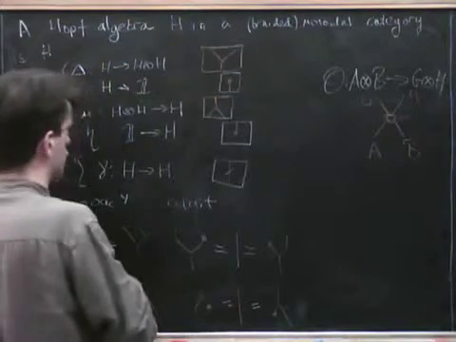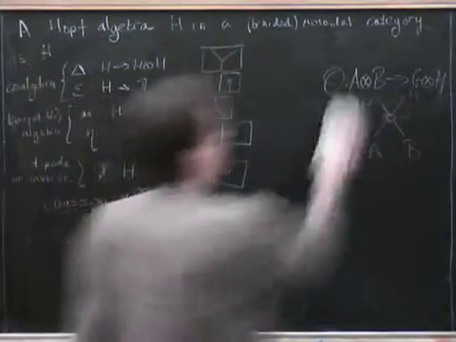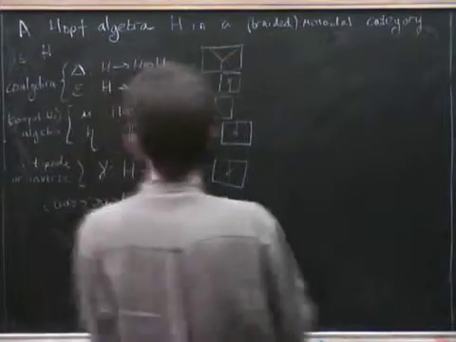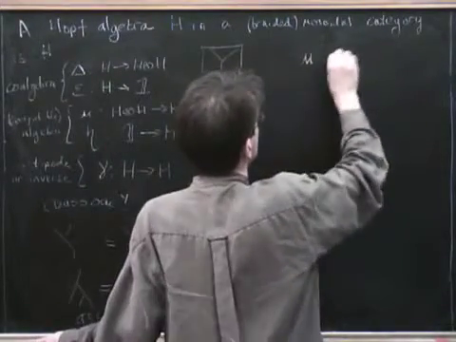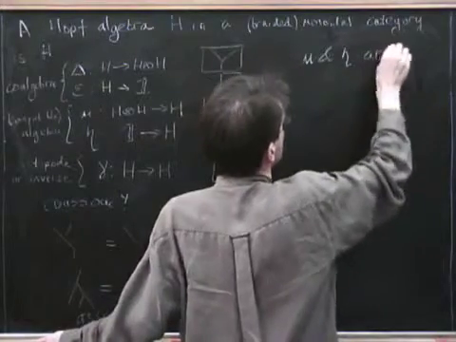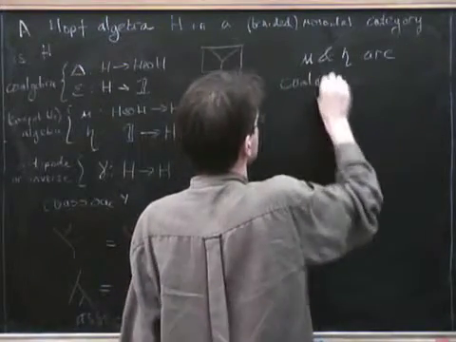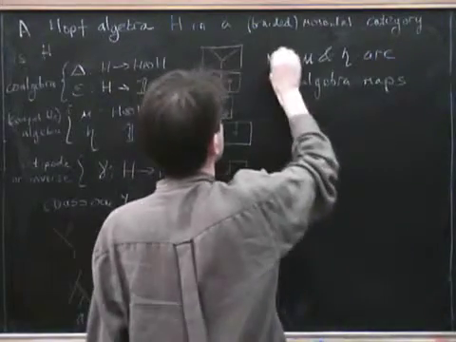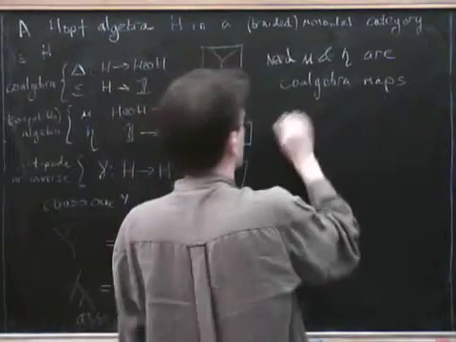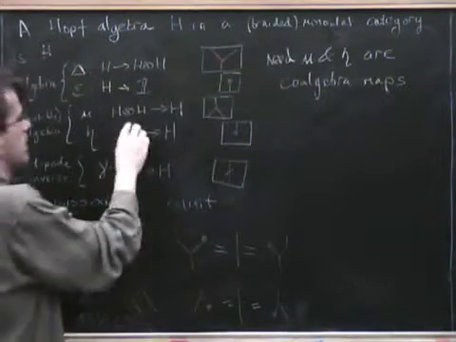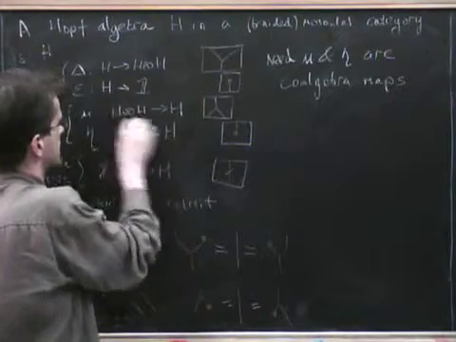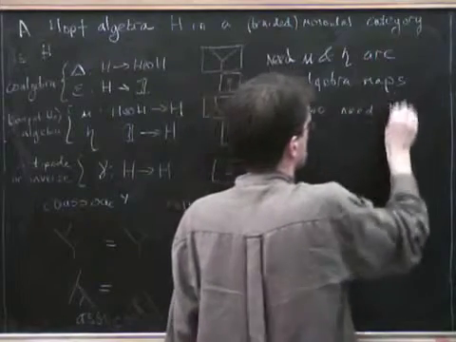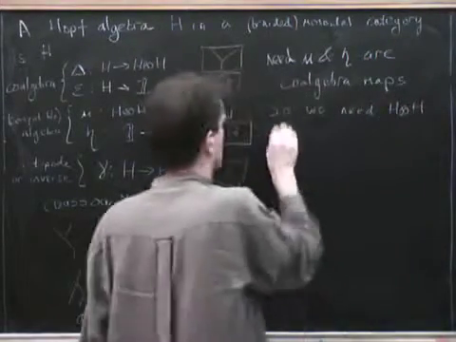So in order to do that, we need that mu and eta are co-algebra maps. Well, we just have to think what that means for a second. In particular, we need that this is a co-algebra. So we need H tensor H is a co-algebra.